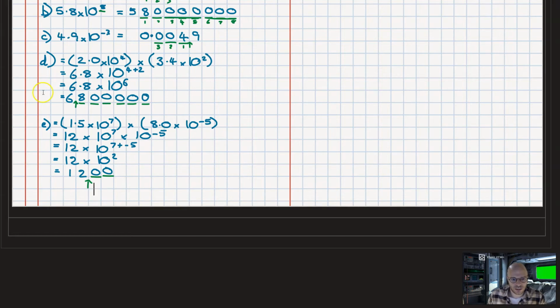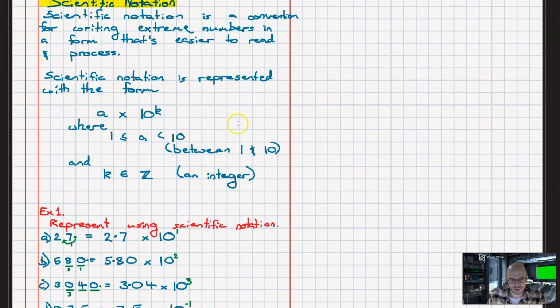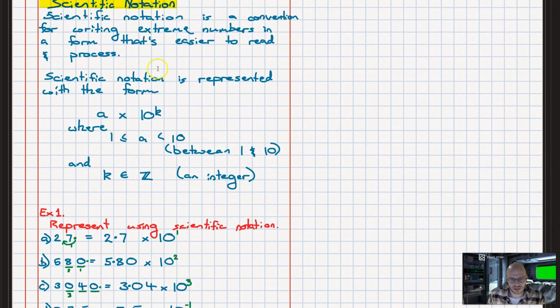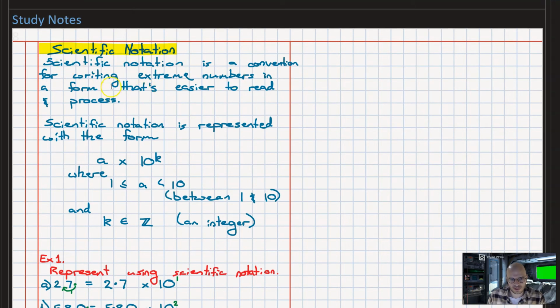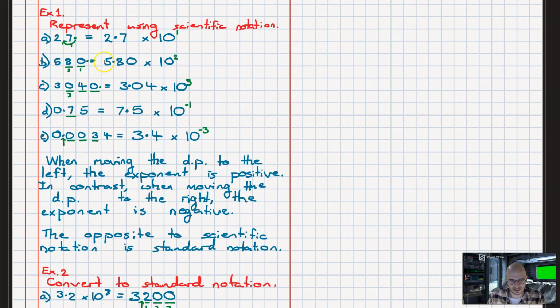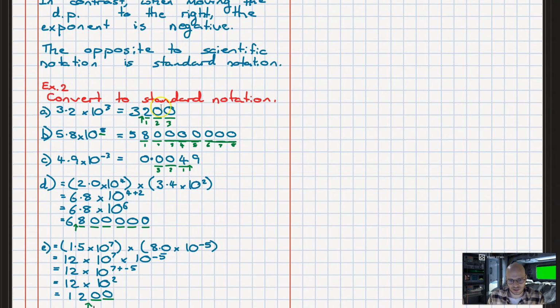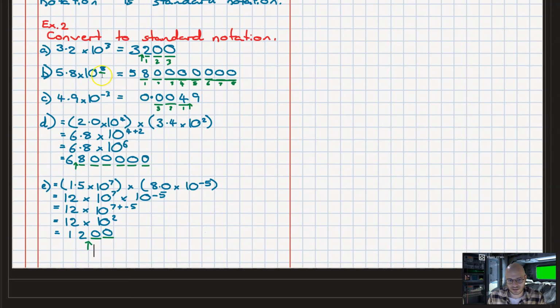So this has been a video showing you how, firstly, you can convert numbers using scientific notation, or how you can represent quantities using scientific notation as seen in example 1. And then secondly, we learned how to go the reverse way, so how to convert numbers that are in scientific notation back into their standard notation form.